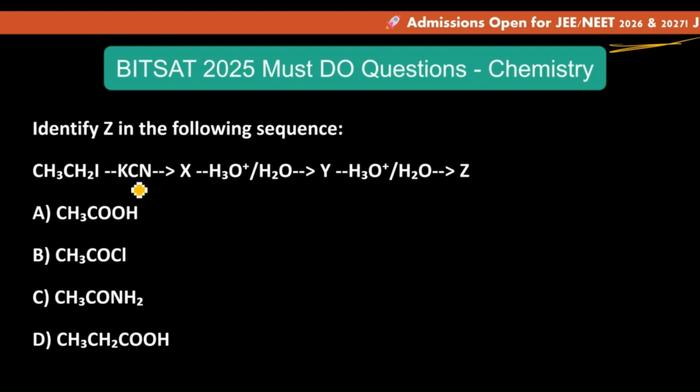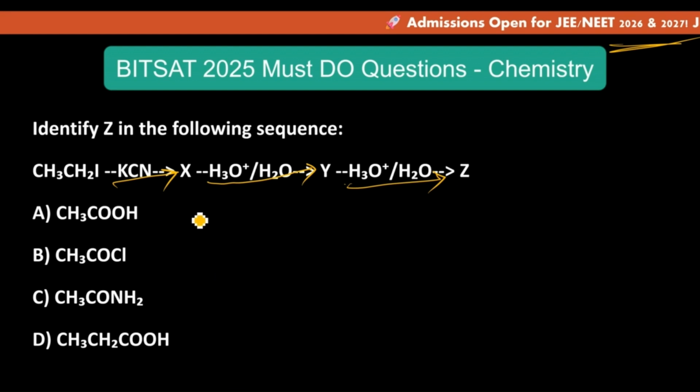CH3CH2I with KCl, that is giving you X. X is undergoing hydrolysis to produce Y. Y is undergoing hydrolysis again to produce Z. So what is Z? That is our question.